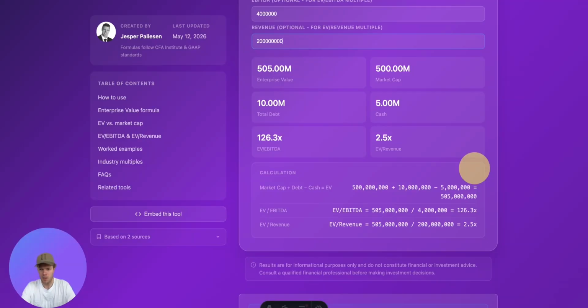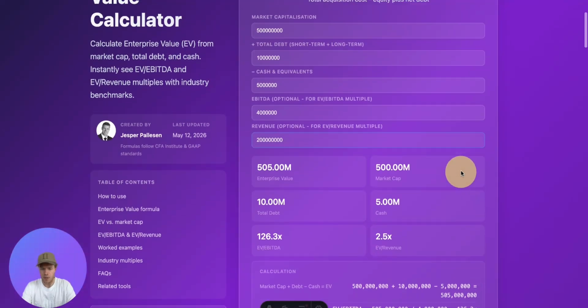Just a pro tip when calculating the EV or using this tool: one thing that most people get wrong when calculating EV is using the book value of debt instead of market value. The more correct approach would be, for publicly traded debt, use the current trading price. And for private companies where market value obviously is not available, then book value is an acceptable approximation.